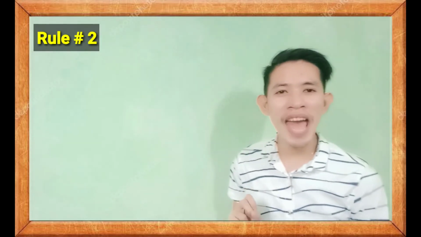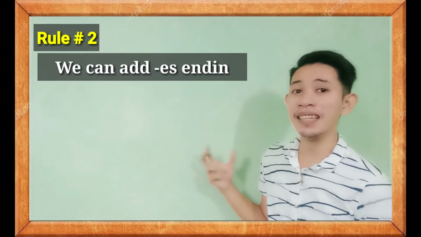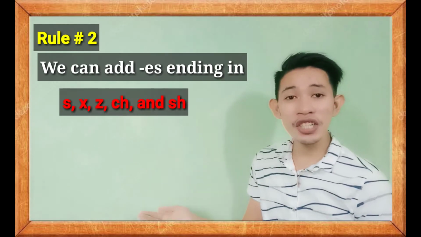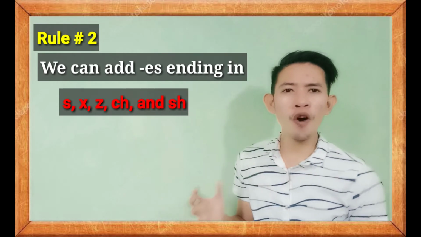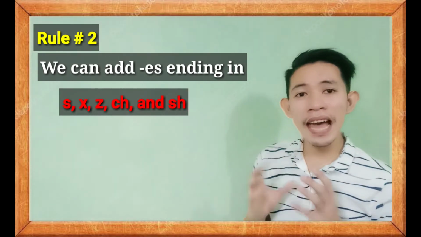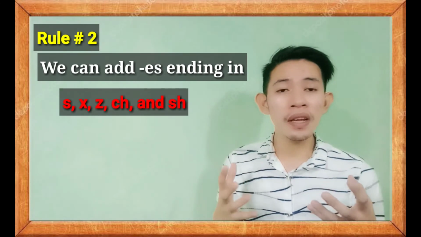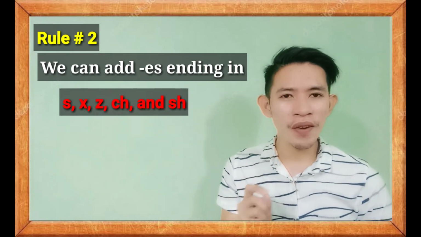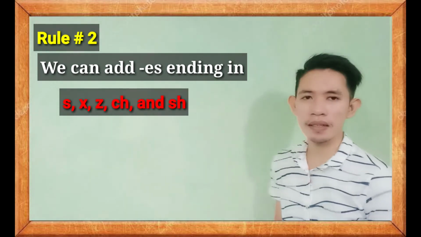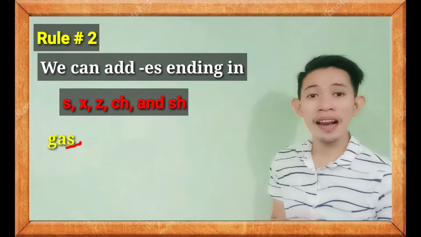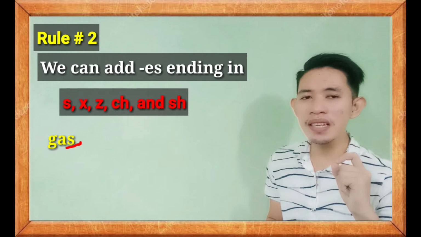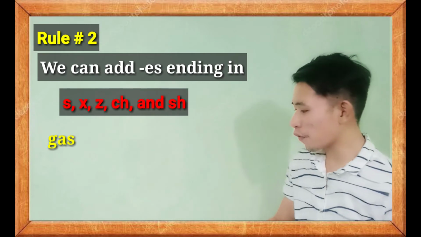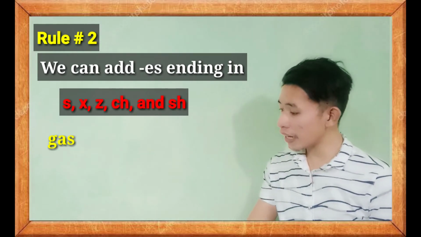Second rule, we can add ES to nouns ending in S, X, Z, CH, and SH. What does it mean? All the nouns that end with S, CH, SH, X, and Z, we are going to add ES at the end of the word. For example, gas. The word gas ends with letter S. So we are going to add ES at the end of the word to make it a plural noun. So from gas, we add ES, so it became gases.